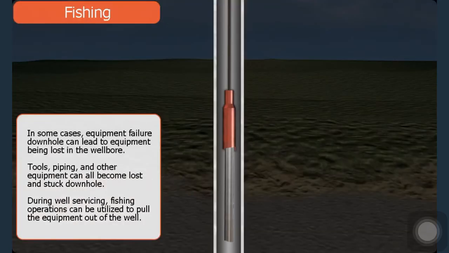In some cases, equipment failure downhole can lead to equipment being lost in the wellbore. Tools, piping, and other equipment can all become lost and stuck downhole. During well servicing, fishing operations can be utilized to pull the equipment out of the well.